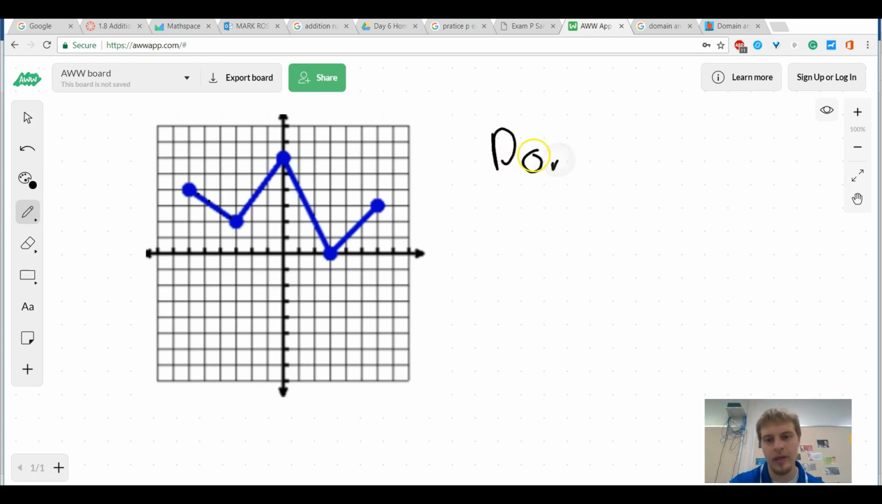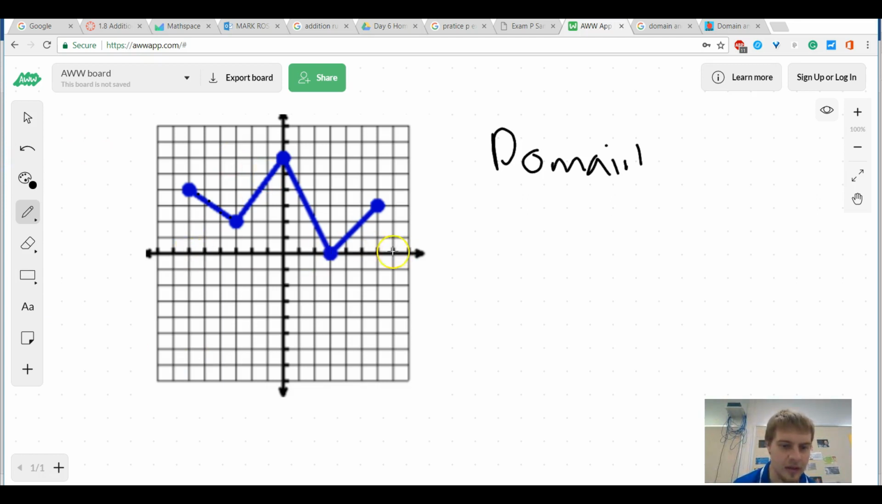So we're going to write our domain down. And your domain is your x values. So when we look at our x values, we're only going to look at this axis here. And so I'm going to look where I start and where I end. So that's the big thing here, is you just look in the domain to see where it starts and where it ends, and that's all we're going to list.